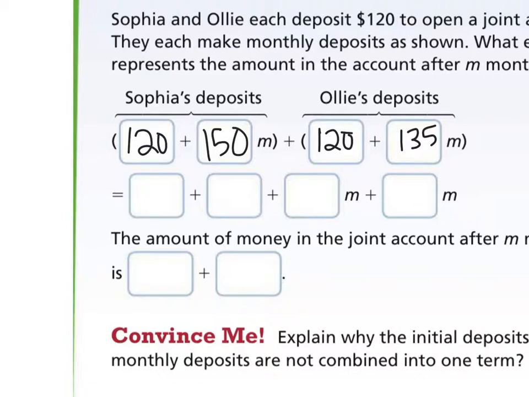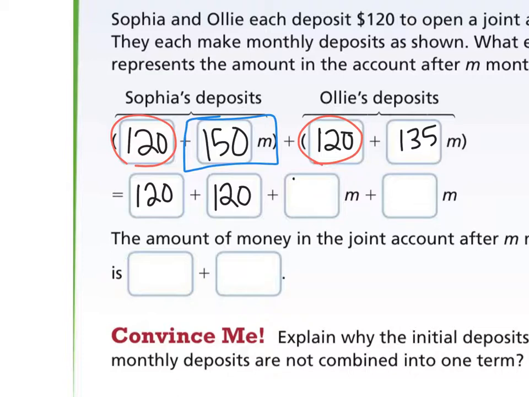Okay, once we've done that, technically we can go ahead and start looking for like terms that we can combine together. The book is actually physically rearranging to get the like terms right next to each other, and if you'd like to do that first, you can. If we get them right next to each other, we can see 120 and the other 120, those are like terms. They're just plain numbers, constants, we call them. Also here we have a 150M and a 135M.